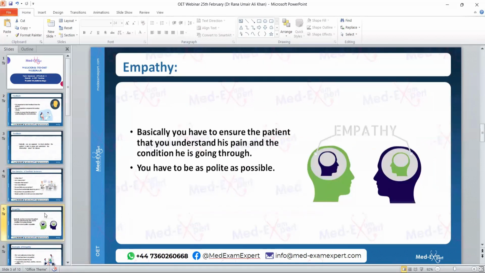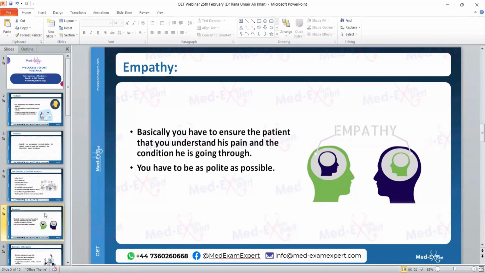Now we talk about empathy. When we talk about empathy, you have to make sure you understand the patient's pain and the condition the patient's going through. Just for a quick second, imagine yourself in the patient's shoes and think from their perspective. For instance, if you're giving them bad news, they have been diagnosed with cancer and you're about to break this news to them.